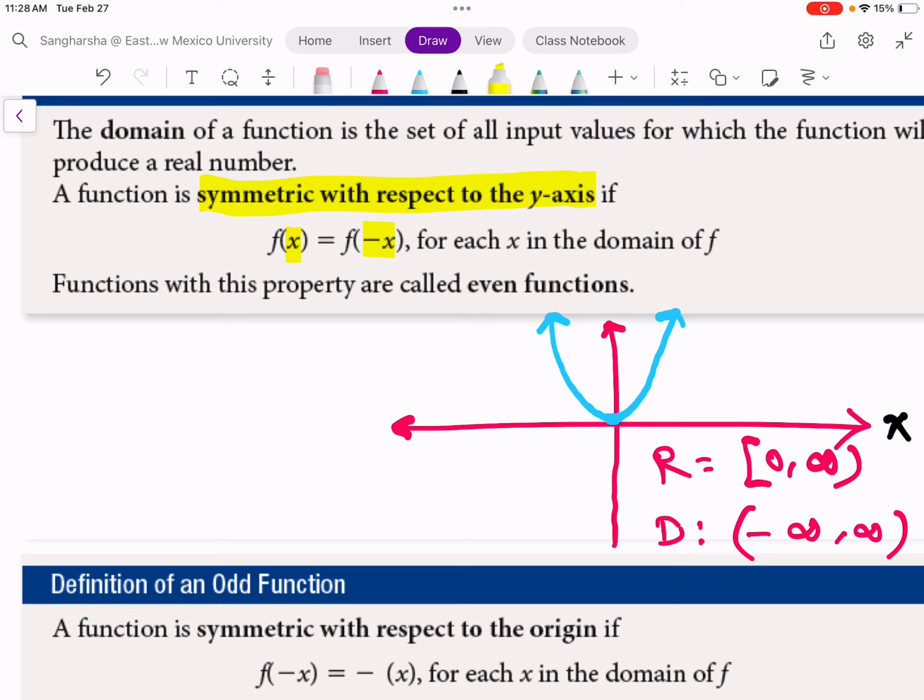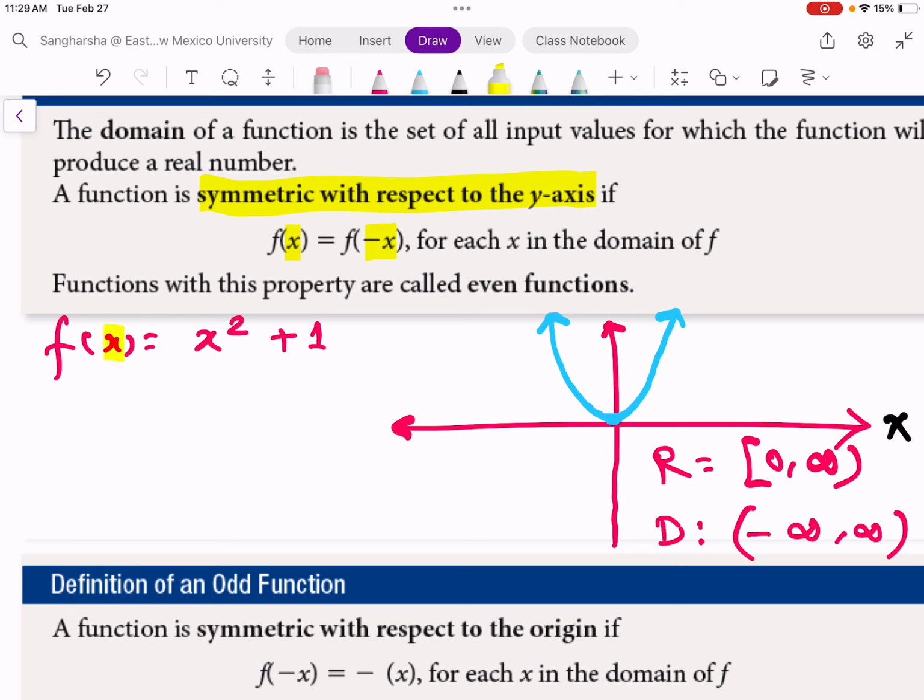The second is that we have x as a domain for a function, and for the same function, if the negative of that x is also a domain, then our function is symmetric with respect to the y-axis. So for example, let's take a function f of x equals x squared plus 1. This is the function that we have. For this function, what is the domain here? What represents the domain for this function? x, right? So x is the domain.